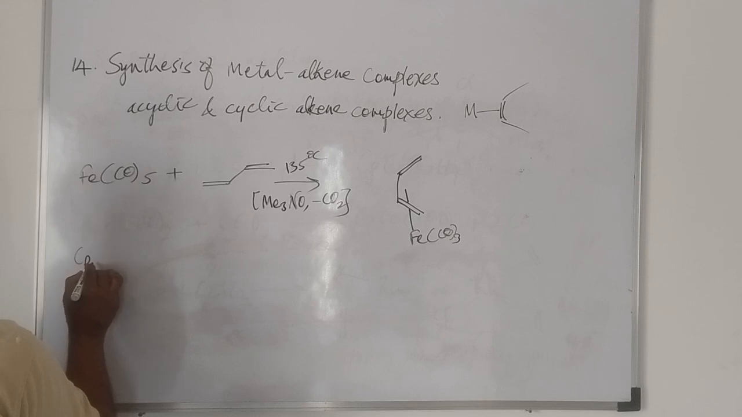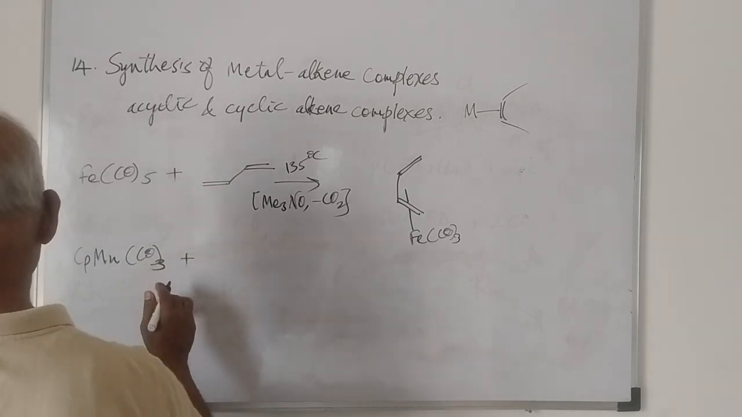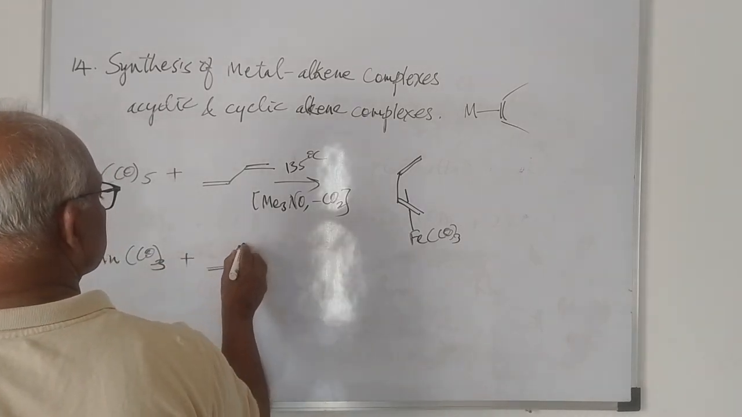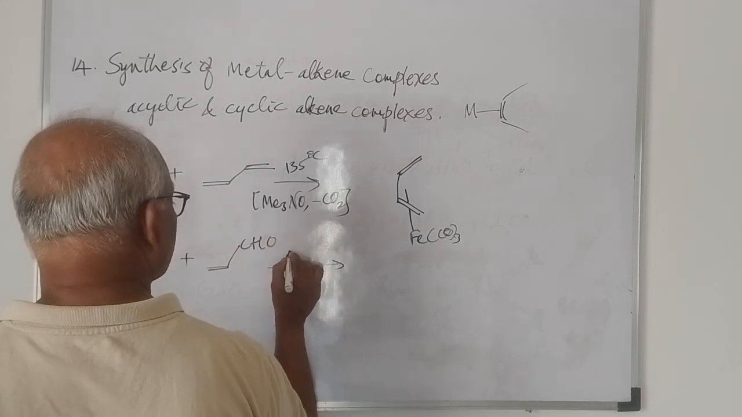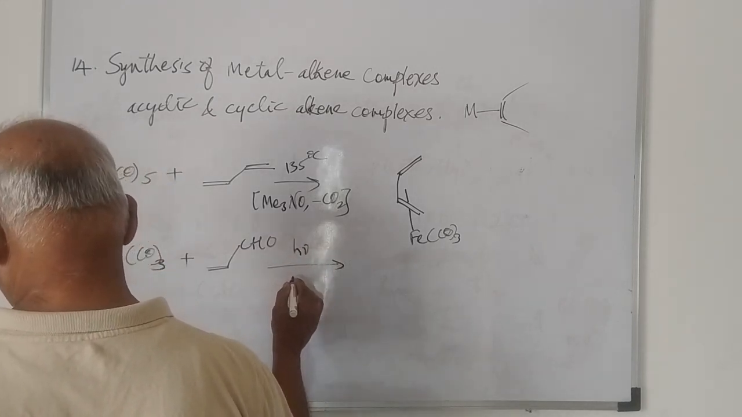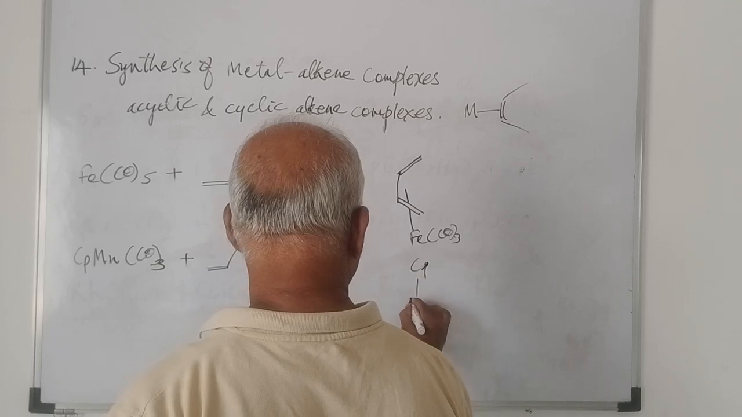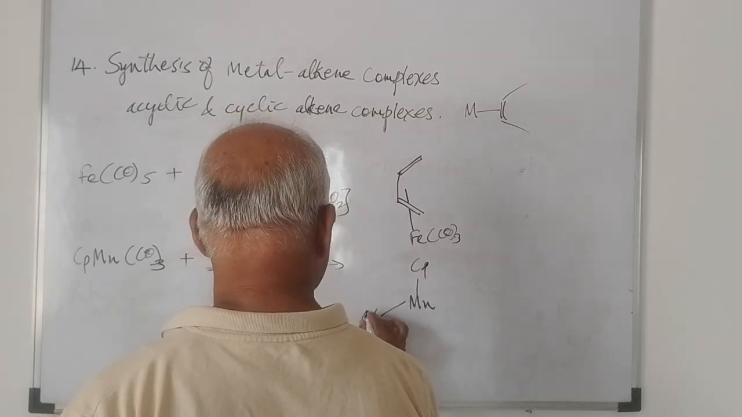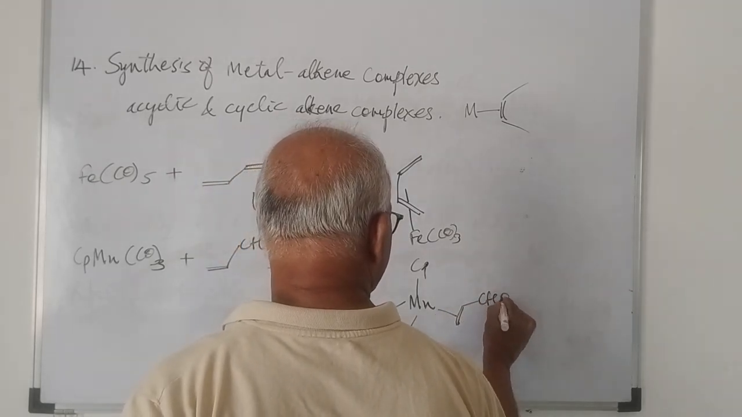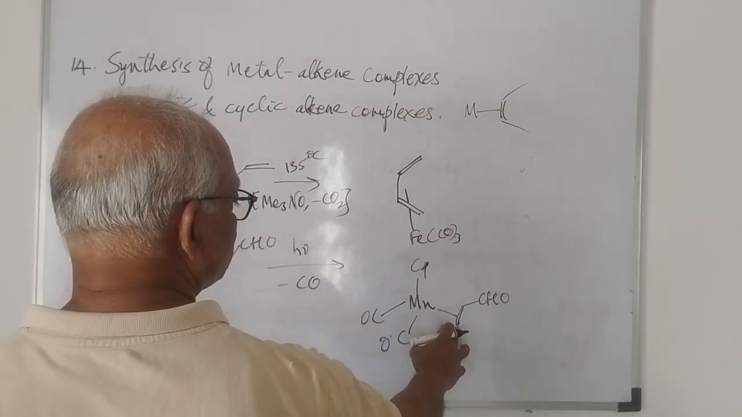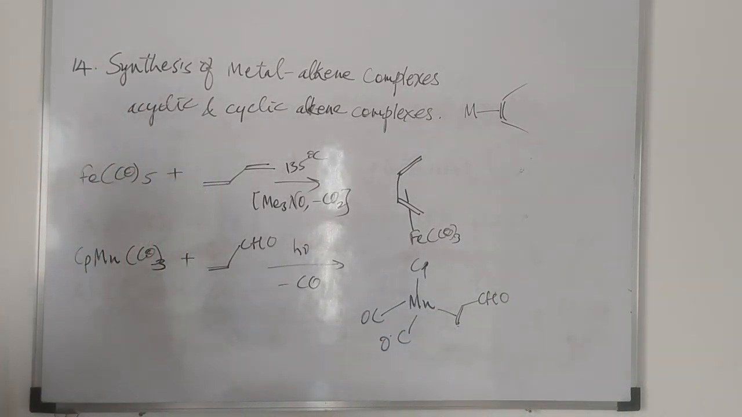Then CpMn(CO)3 plus CH2=CHO, after irradiation, h nu minus CO, gives CpMn(CO)2 CH2=CHO. So this CH2=CHO is bonded here with pi electrons.